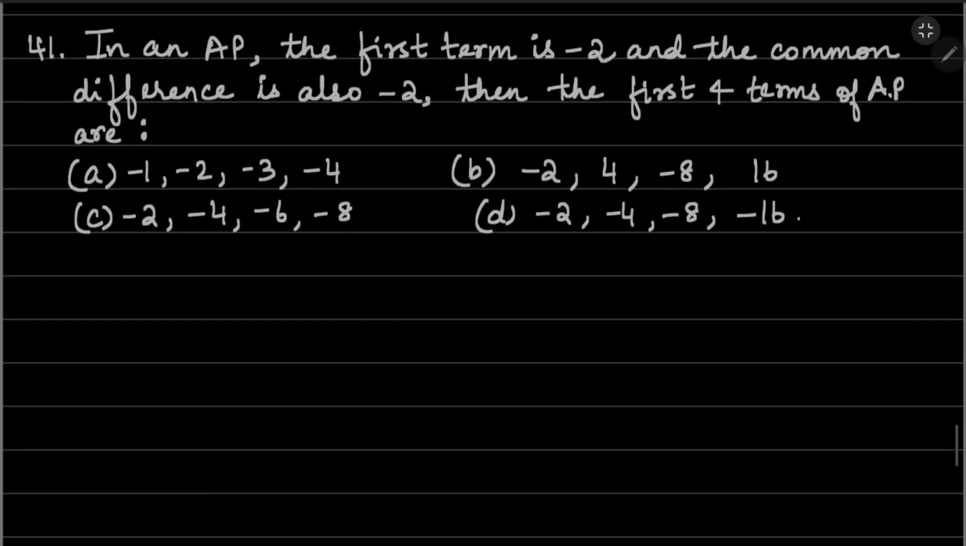In an AP, the first term A is minus 2. The common difference D is also minus 2. Then the first 4 terms, I think we just did this question. So the first term will be minus 2. The second term will be minus 2 plus D, which will be minus 4. The third term would be minus 4 plus D, which is minus 6. And then minus 6 plus D, D is minus 2, so minus 6 minus 2 is minus 8, and it would go on. So the correct answer is option number C.